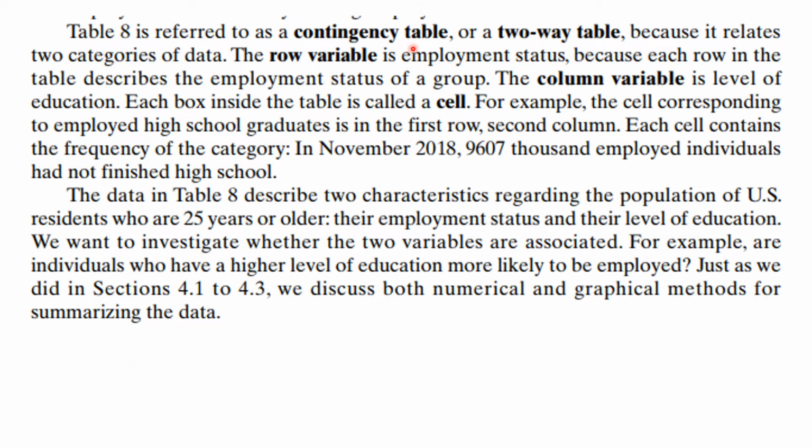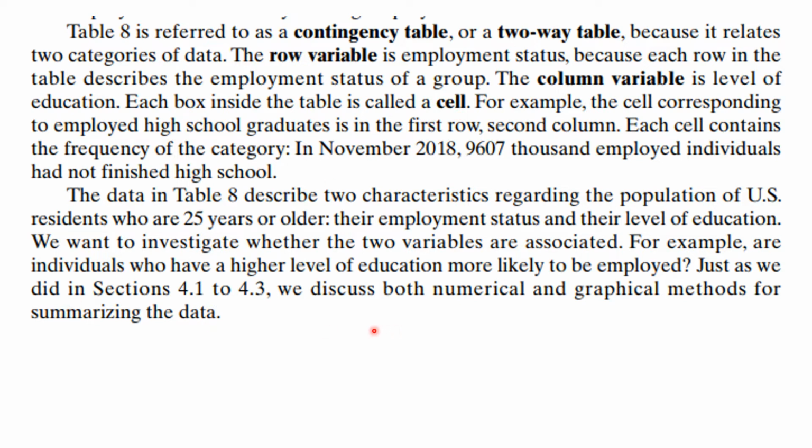Now this is called a contingency table because which cell you're in depends on your status. This is also sometimes called a two-way table because it relates two categories of data. The row variable is employee status, as we talked about, and the column variable is education, and each box inside is called a cell.